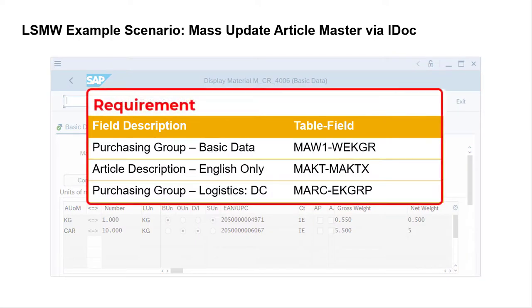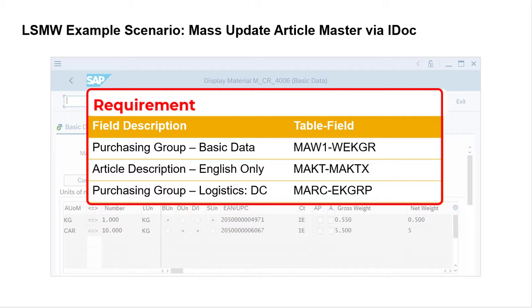We're going to mass update 3 fields in Article Master: purchasing group on the basic data view, article description, where our requirement is limited to English only, and purchasing group on the logistics DC view, the value of which can be different than that of the basic data view and can also be different by site number. Sounds simple, right? Well, maybe not.